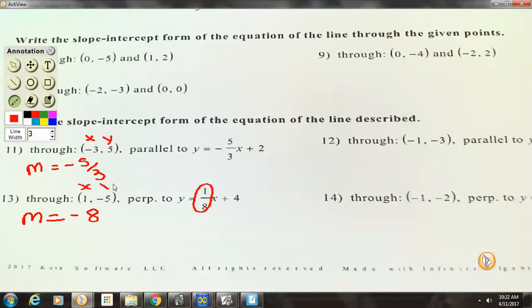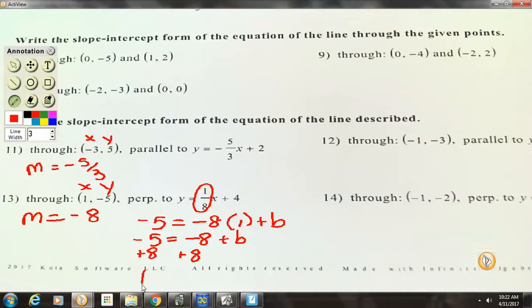Can we find b? Sure, we should be able to. So negative 5 equals negative 8 times 1 plus b. Negative 8 times 1 is negative 8. We'll add 8 to the other side. So b equals 3. So our equation is y equals negative 8x plus 3.